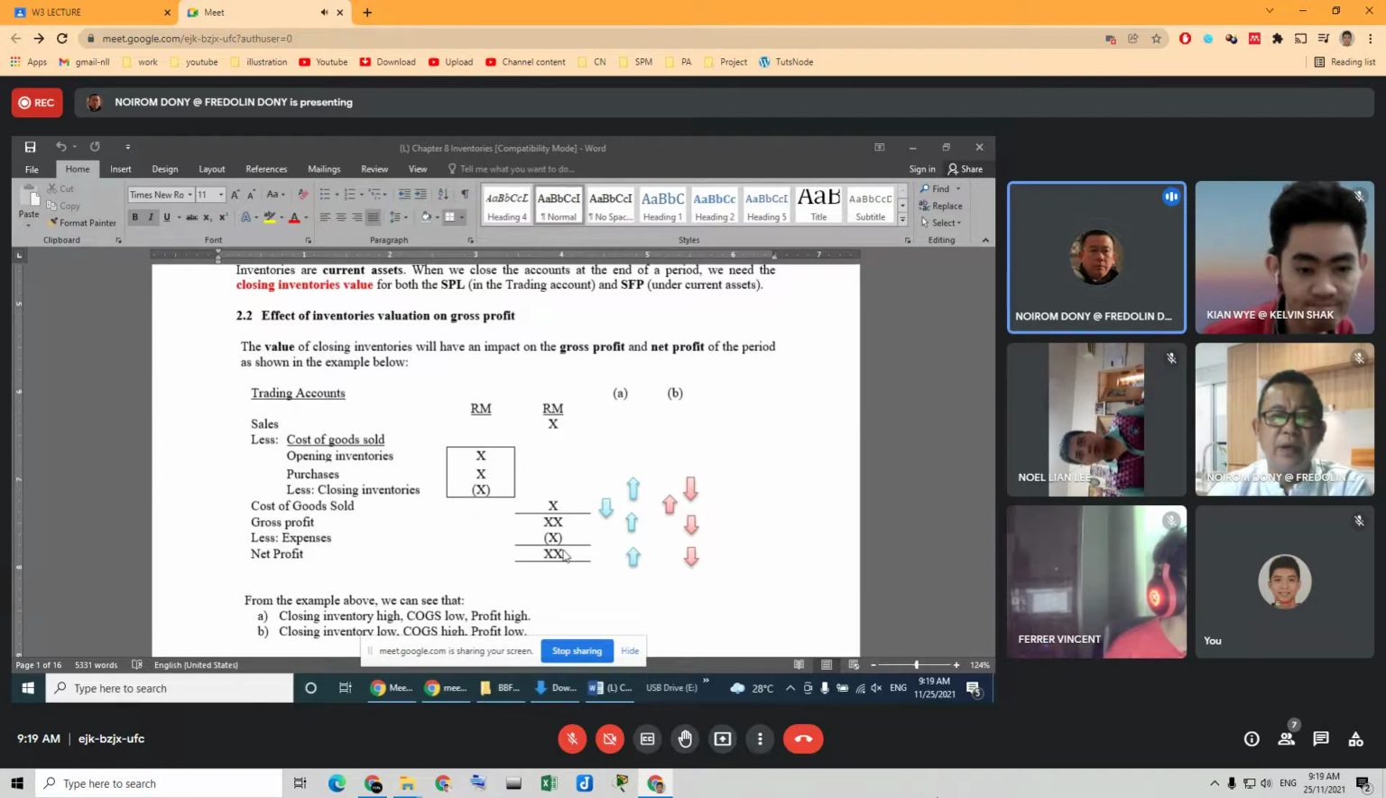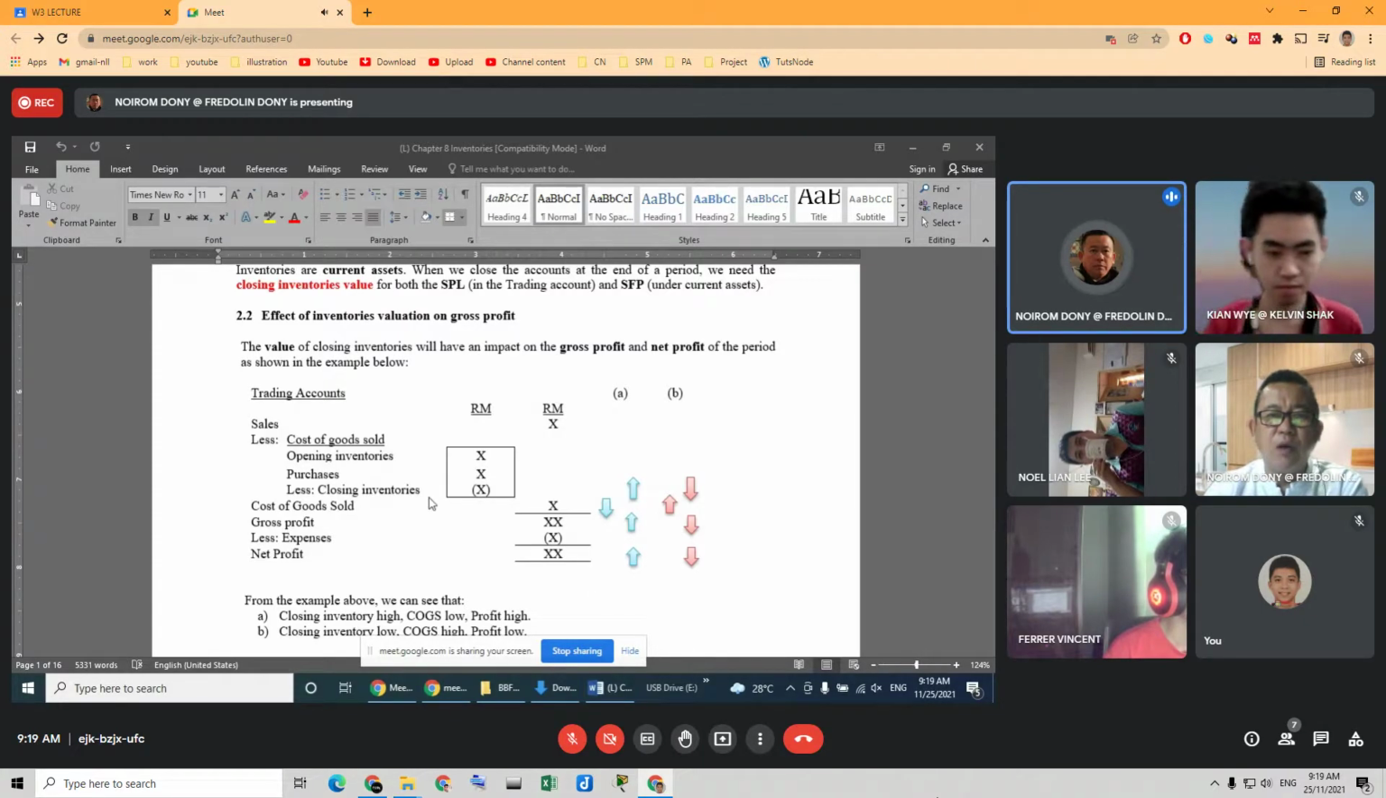Okay? But if we use lower closing inventory, what happened to our cost of goods sold? Cost of goods sold will be higher. So as a result of higher cost of goods sold, your gross profit will be lower. So lower gross profit, less expenses, you have lower net profit. So that is the effect.